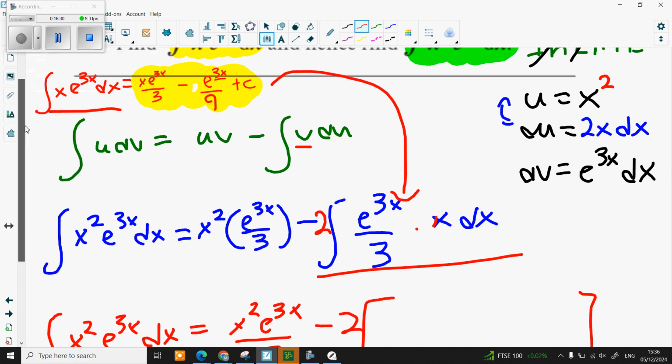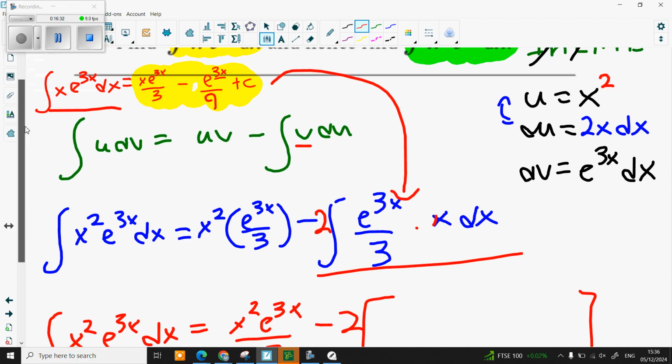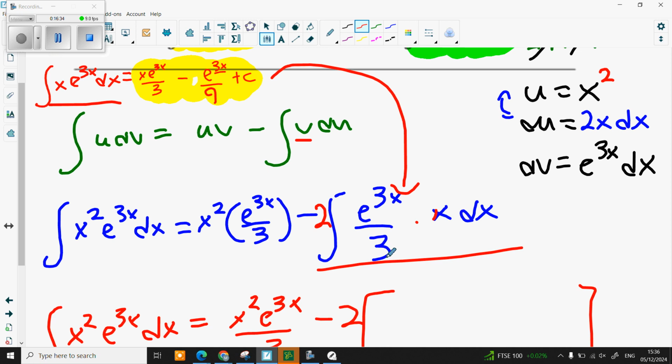But it's not e, it's e over 3. The red is just e, the blue is e over 3. Oh, sorry, take out the 3 as well. Thank you. Take out the 3 as well. Does that sort the problem?